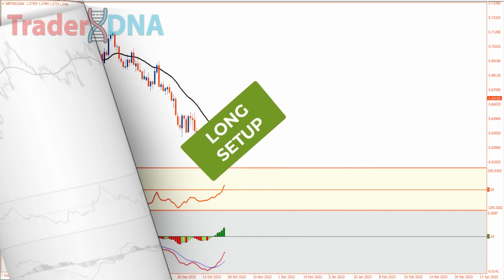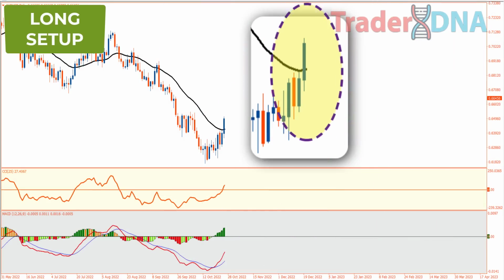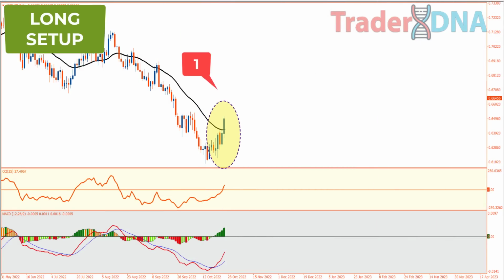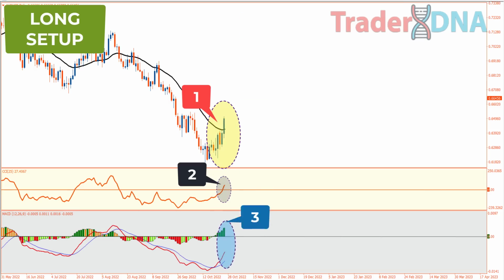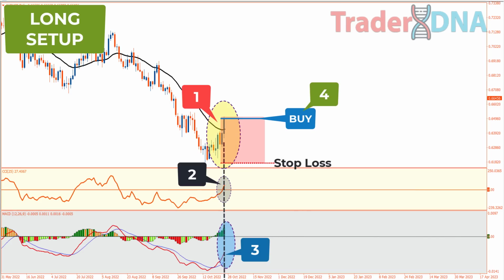Long setup. First, price closes above the moving average line. Second, CCI line moves upward, crossing the zero level from below. Third, MACD line is above the signal line. Fourth, initiate a buy position with a stop loss below the nearest swing low.